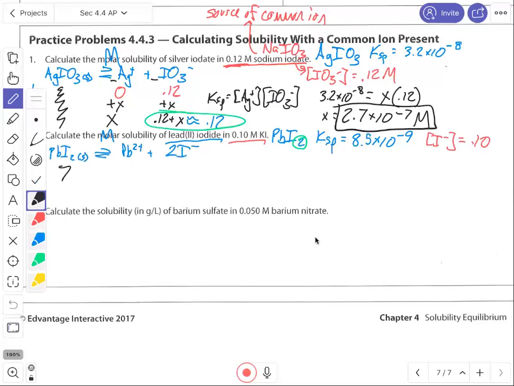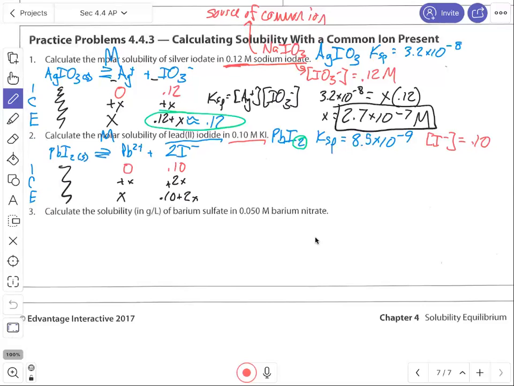Miss Baskin, after we write the Ksp and we put in all the exponents, like we make the coefficient the exponent, do we drop out the 2x still? Yes. But then do we square the 0.10? Yeah, you have to. It's part of the expression. Okay.